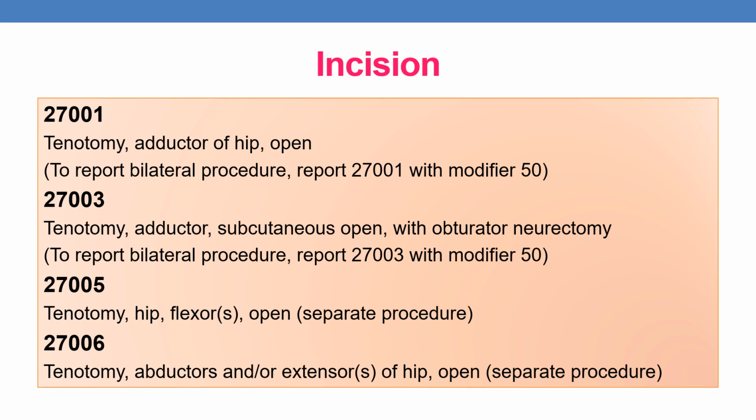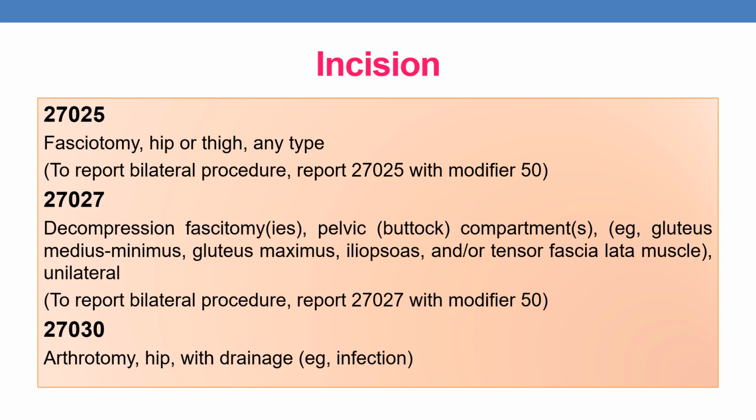The next is 27005. Tenotomy hip flexor open. It deals with flexor muscle. The next is 27006. Tenotomy abductors and or extensor of hip open. The next is 27025. It deals with fasciotomy, hip or thigh, any type. And to report bilateral procedure, report 27025 with modifier 50.